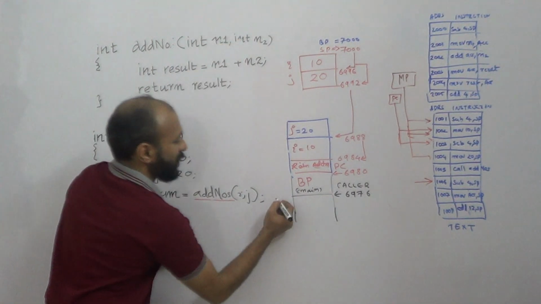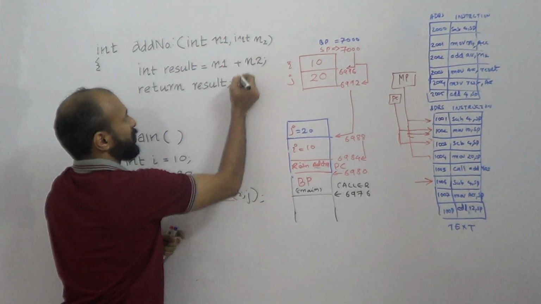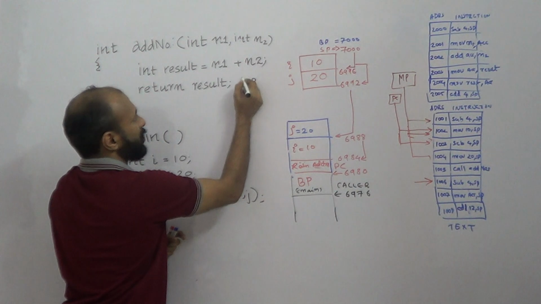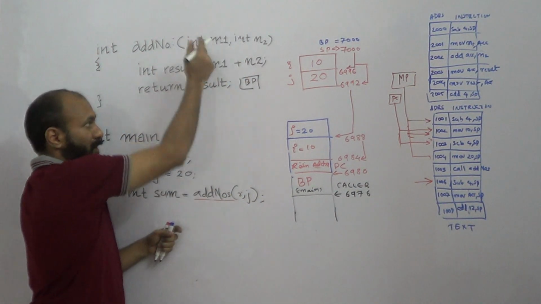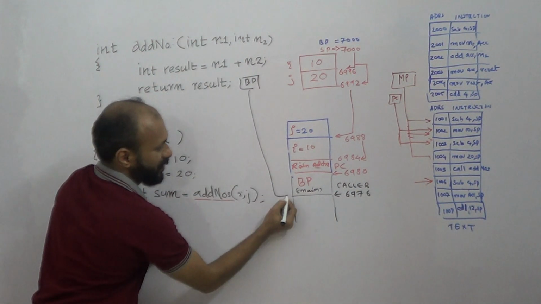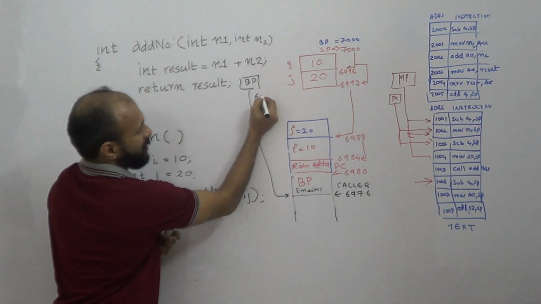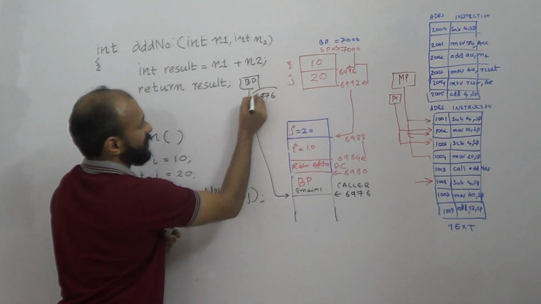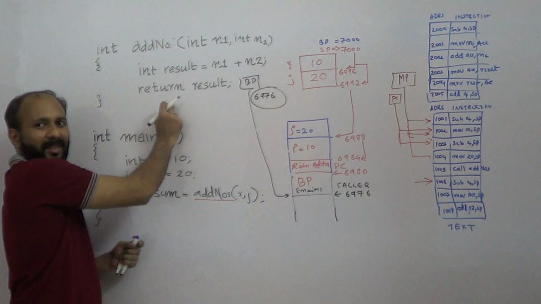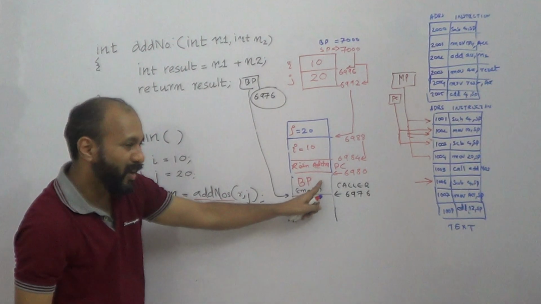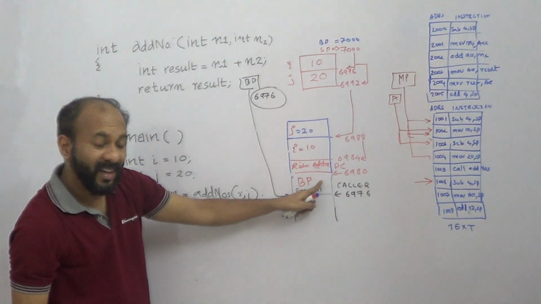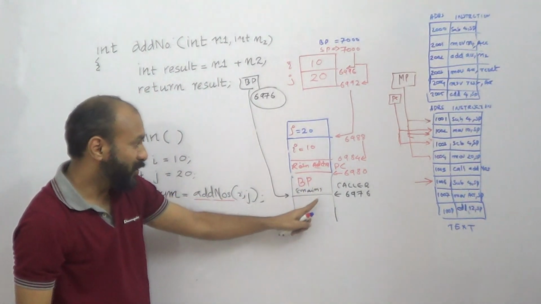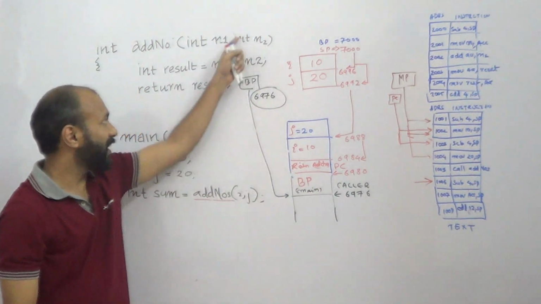Now 6976 will be the base pointer of this function. Once you have the base pointer of main with you, we have copied it. Now you have the base pointer of your current function also.